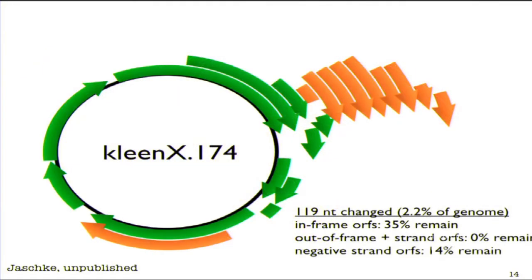So we took Phi-X174, and we erased all these hidden genes by making hundreds and hundreds of changes, and we called it Kleenex174, which is our synthetic design. And we built that by synthesizing the DNA.